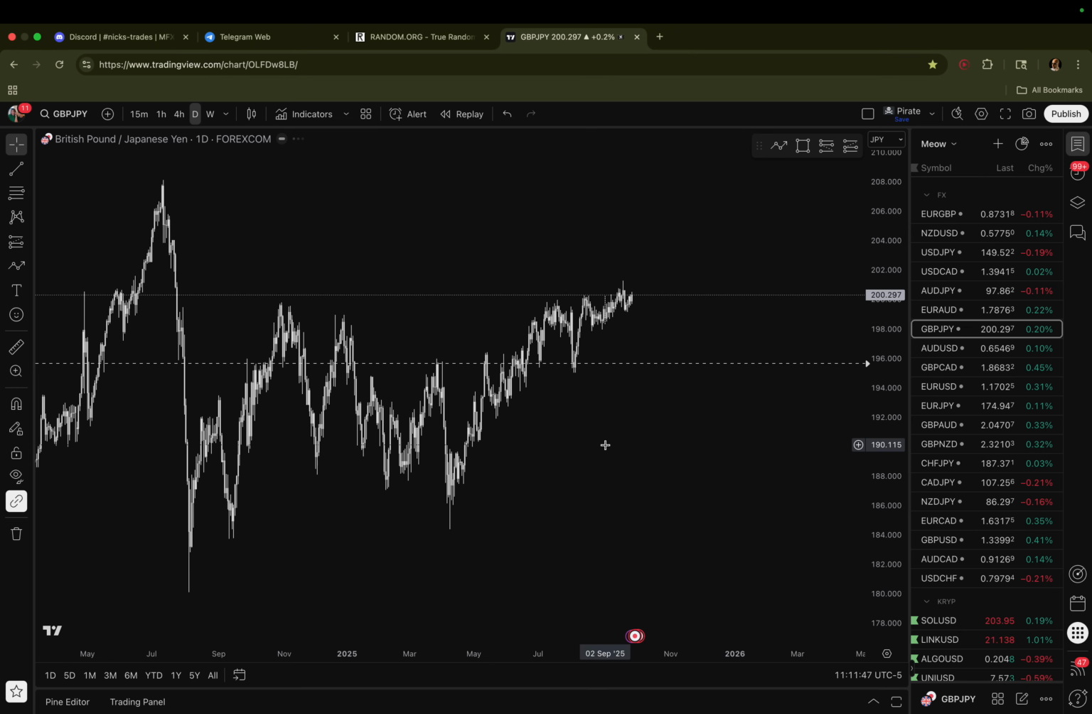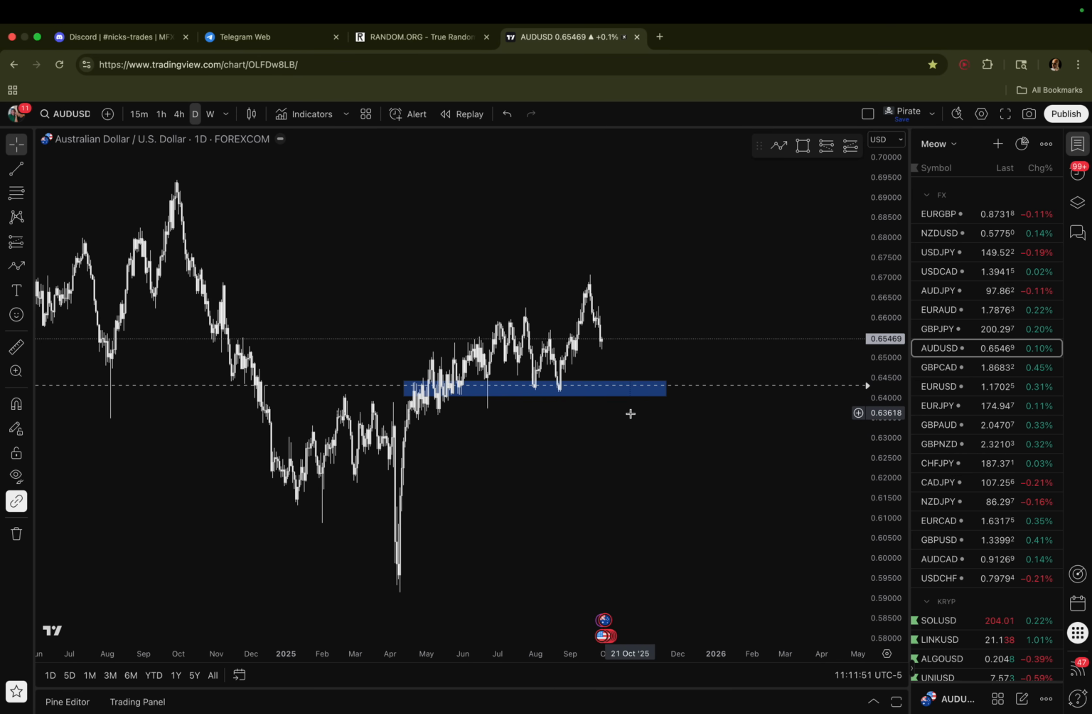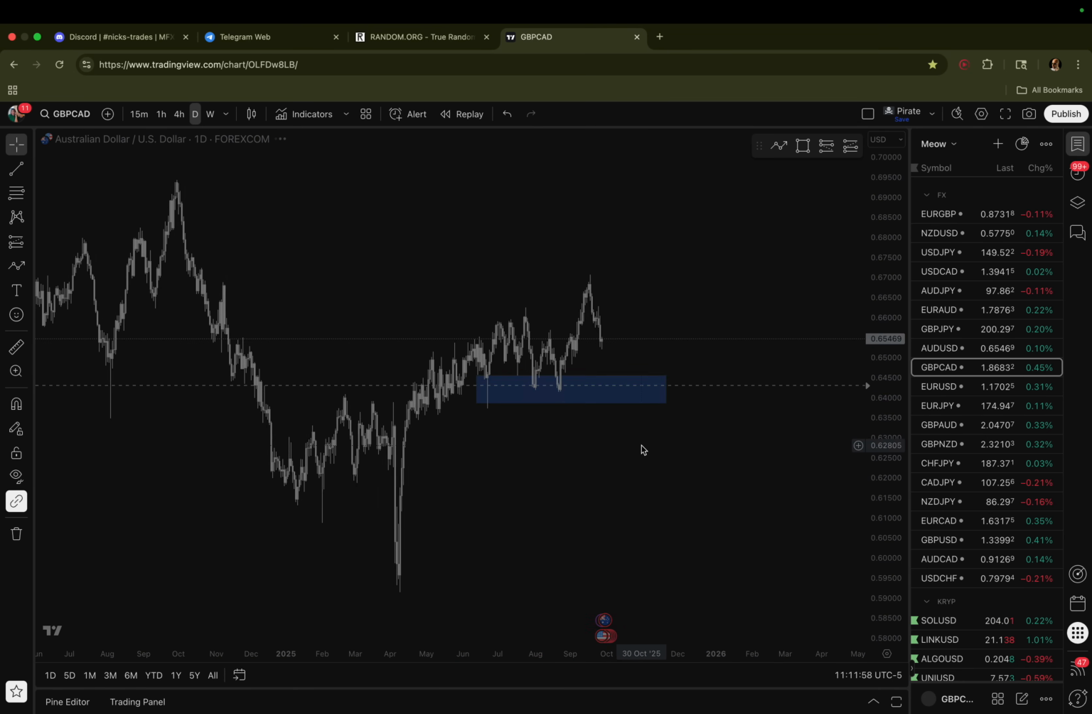GBP JPY, I see nothing here. AUD USD, I see a zone down here. Use your imagination for how the trade structure is going to look. We don't even need all this stupid price action there. All we need is these most recent three little lows right here. Price comes down to there, might bounce, might not.